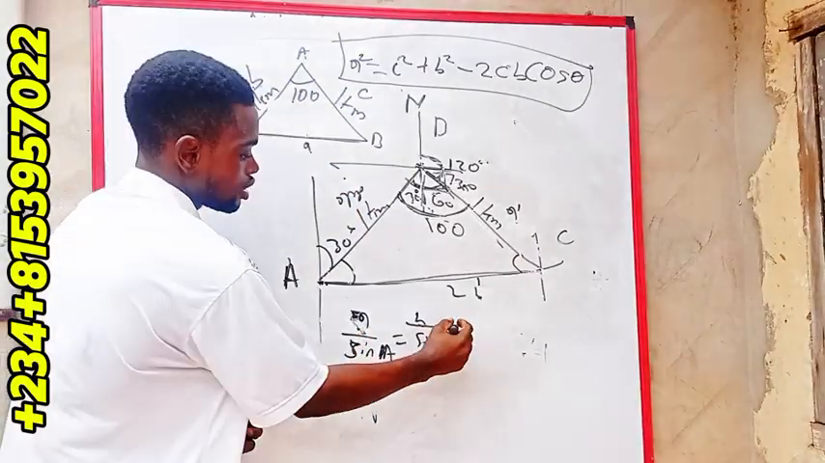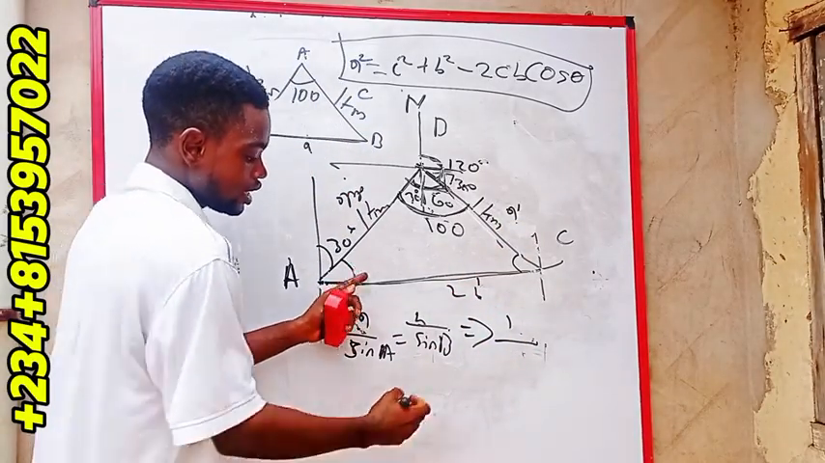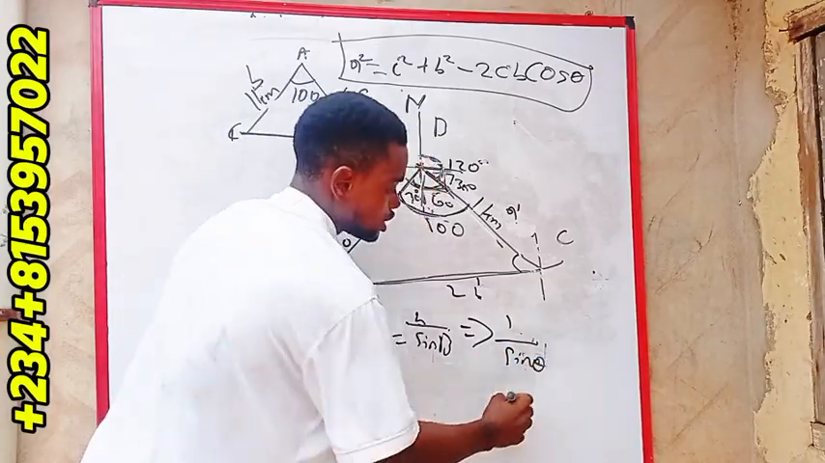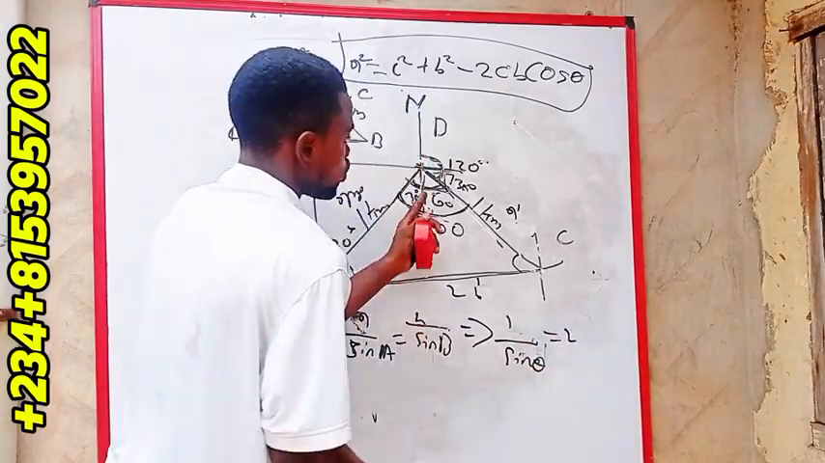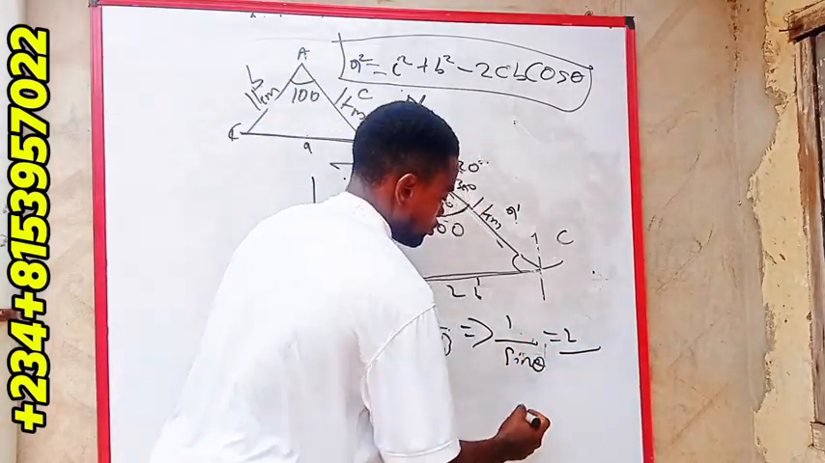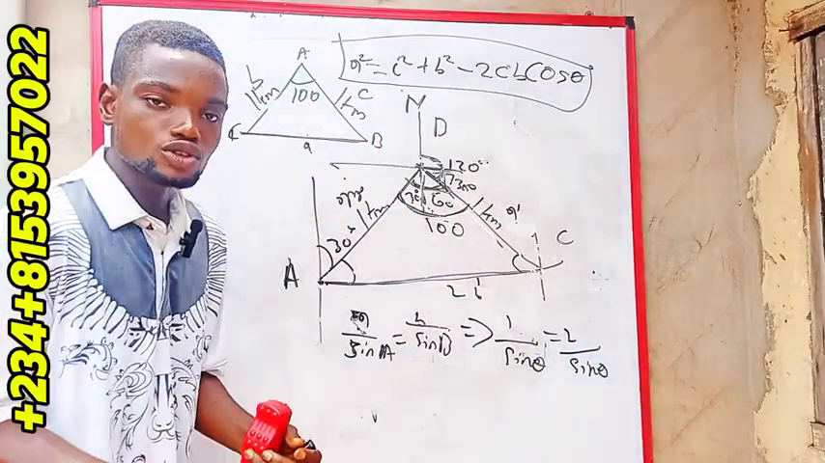What is my a? My a is 1 over sine A. Sine A here is unknown, I'll put sine theta if I'm looking for theta, equals what? What is my b? My b is 2. What is my sine of the angle on B? Sine 100. Now I hope you know how to cross multiply.